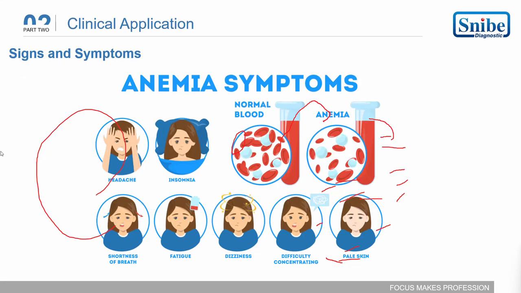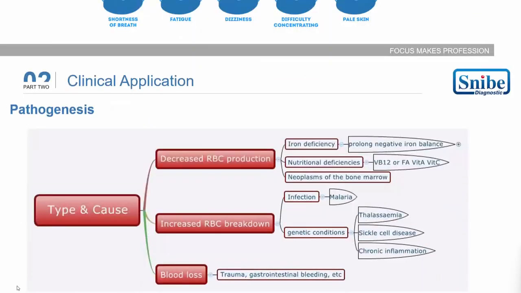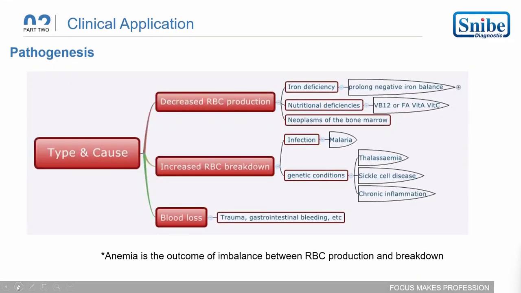So if we talk about the signs and symptoms, the typical signs of anemia, as you know, are headache, insomnia, shortness of breath, fatigue, dizziness, difficulty concentrating, and pale yellow skin. In the anemic condition, the number of RBCs is less compared to normal blood samples, and this may lead to a deficiency in the capability of the blood to carry oxygen from the lungs to the different organ tissues.